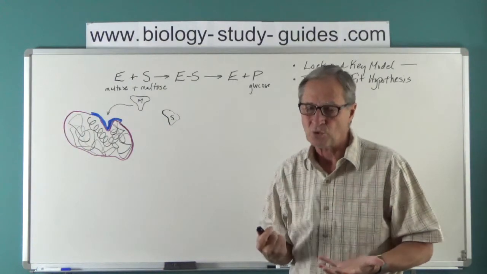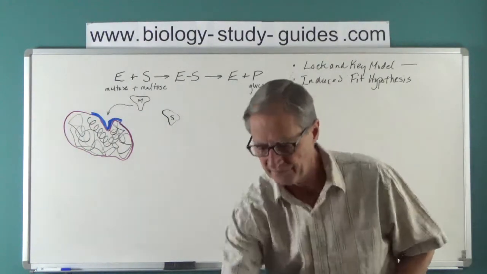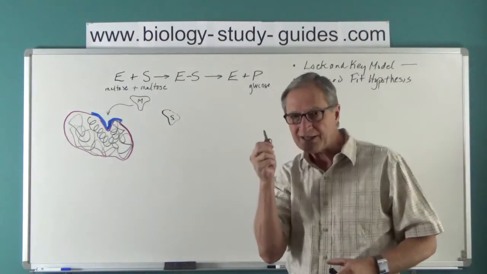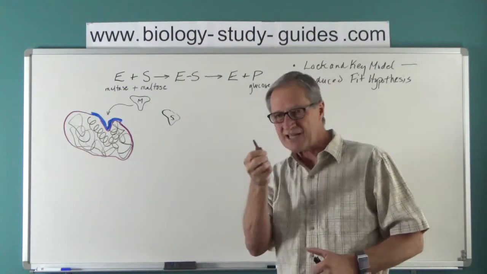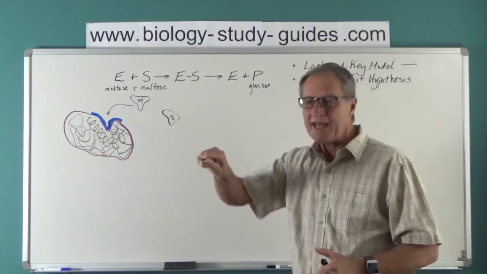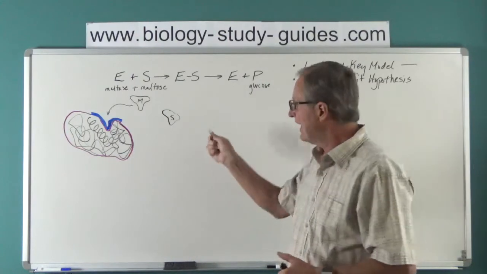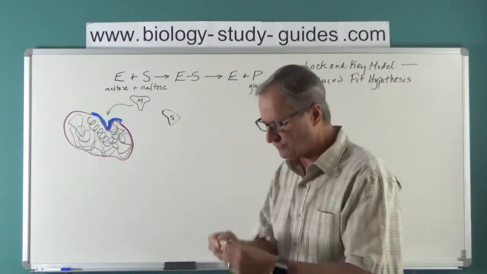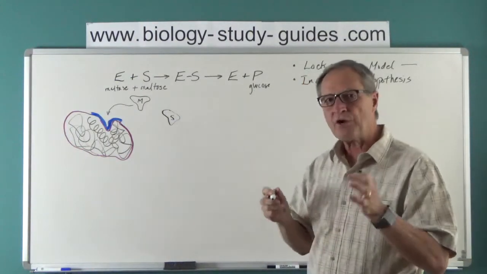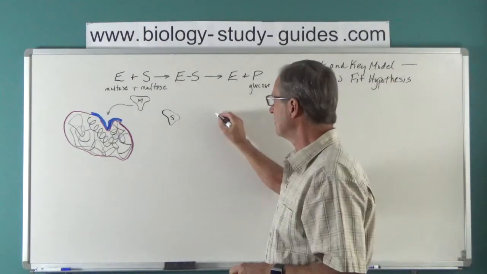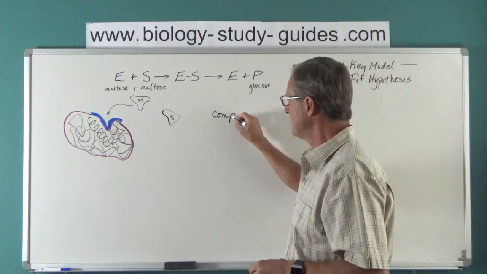It's not going to work. It's not the correct fit. It'll get in there. You can take a key and you can jam it into a lock and it won't unlock it. That's what this is. You can have something that will fit but will not unlock it. These things are called competitive inhibitors.